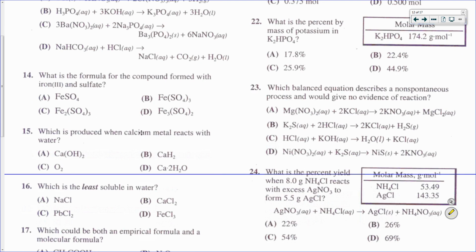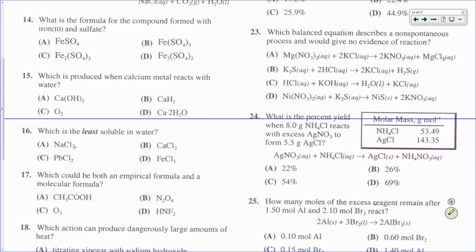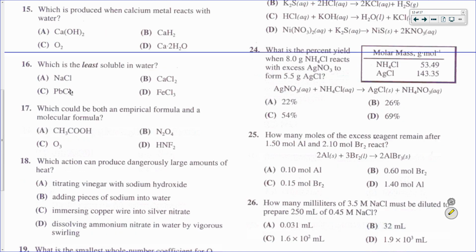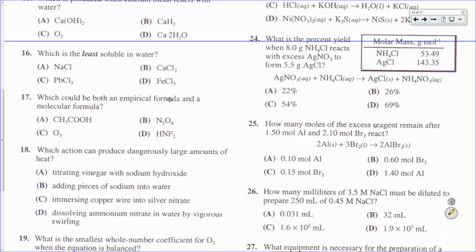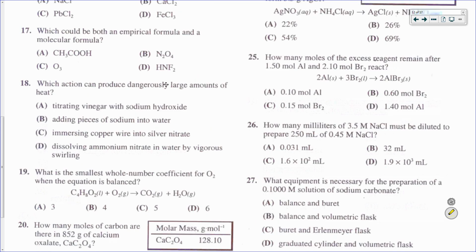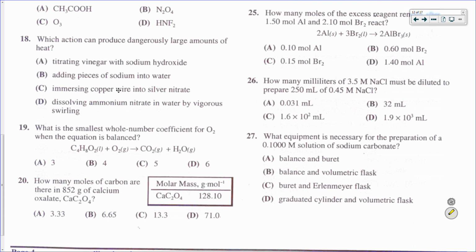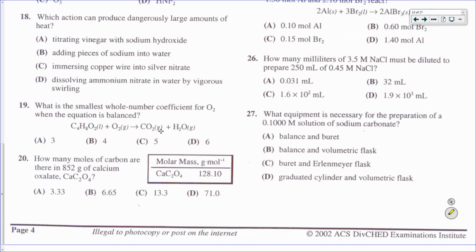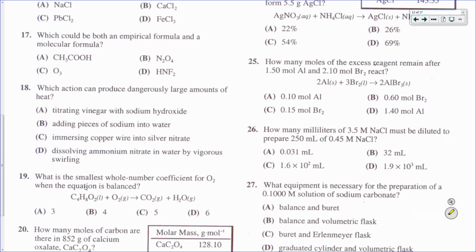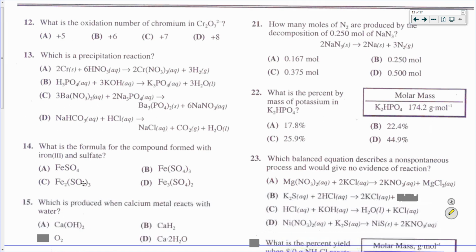What happens when a metal reacts with water? What's the products? Which would be the least soluble in water? So solubility rules. Which one is the empirical formula and molecular formula the same? Try looking. Balance in a reaction. Okay, so how many moles are in a certain mass of a compound, given the molar mass? How many moles of a product are made, given amount of a reactant?